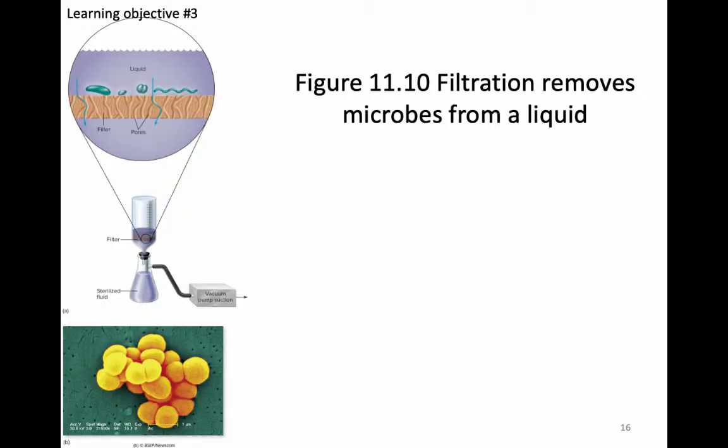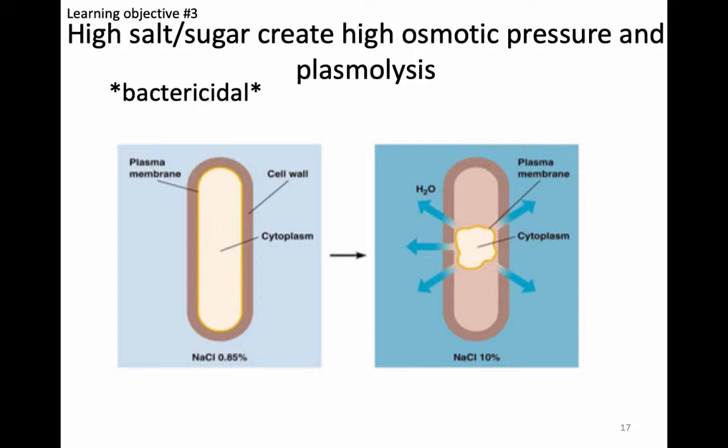Filtration is when you pass a liquid through a membrane with very small pore size. So this can remove most microbes. Viruses can often get through, but bigger microbes like bacteria or fungi will be eliminated from the liquid through filtration. And then high salt or sugar, which is what we do when we preserve fruits or vegetables in jam and jelly, or country ham, giving high salt to the meat so that any microbes present in the meat will undergo plasmolysis, where the water will leave the cell in the presence of high salt or sugar, and this will cause the cell to shrivel.